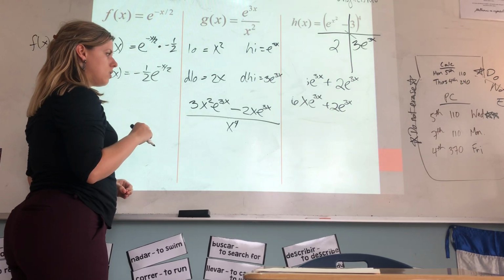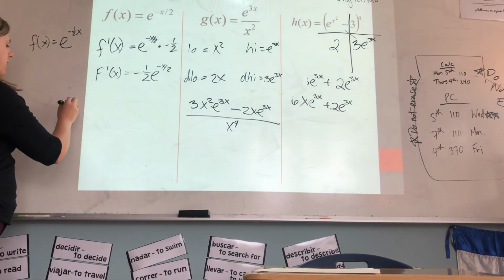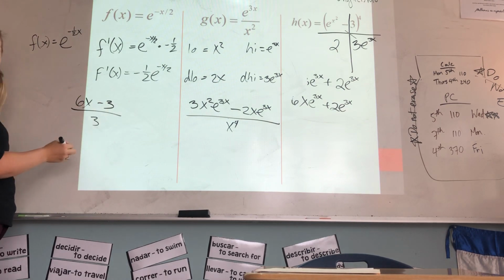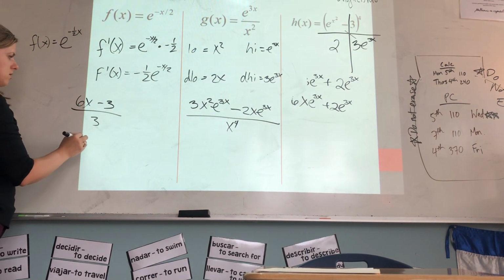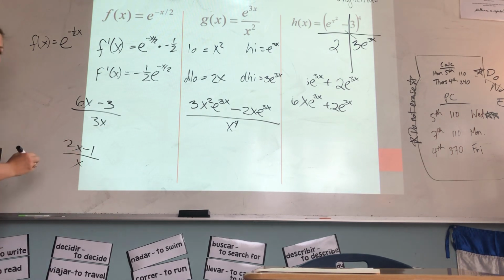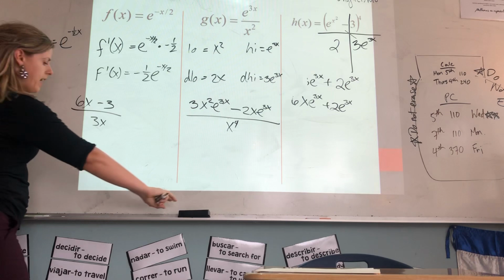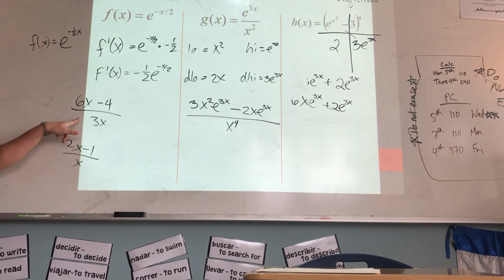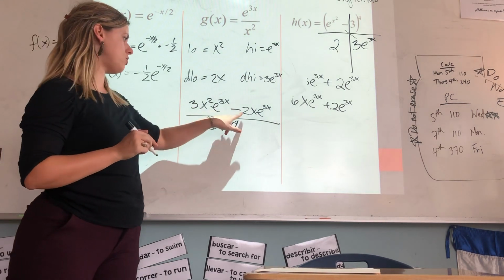Why would you not simplify? If you have 6x minus 3 all over 3, you can simplify this. It would be 2x minus 1 over x, right? When would you not do that? Sometimes if this is a 4, you cannot simplify it because there's not a common factor between all 3 of these numbers. And that's the case here. There's not a common factor between 3, 2, and 1.